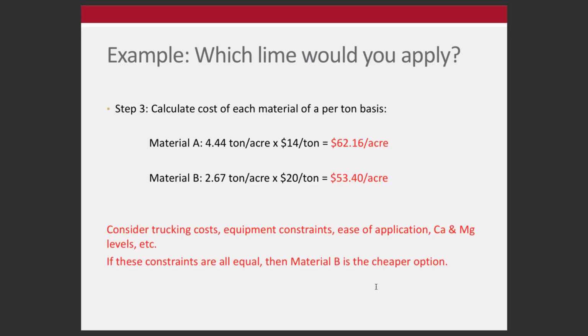Of course, in the real world there are logistical constraints to all this, such as the trucking costs, the equipment constraints, the ease of application, and the calcium magnesium level, which is an important consideration. What type of lime are we applying? Does it have calcium or magnesium? If all these constraints are equal, then material B is the cheaper option, and we can calculate exactly how much we should apply to neutralize the equivalent amount of acid that this standard ag lime would represent.